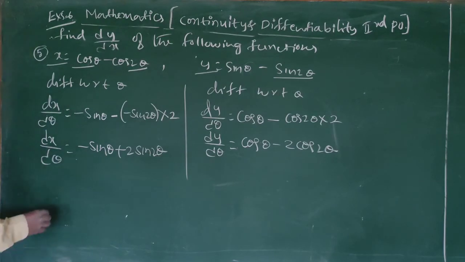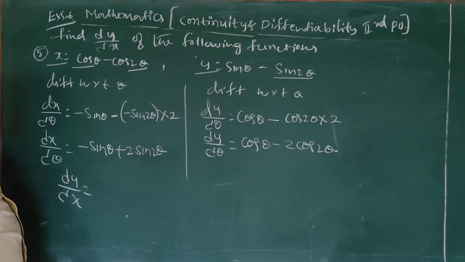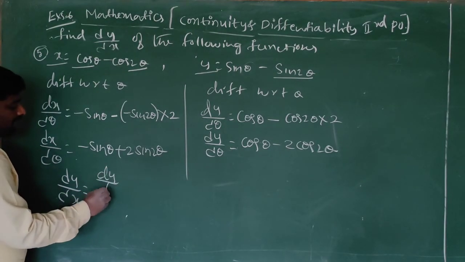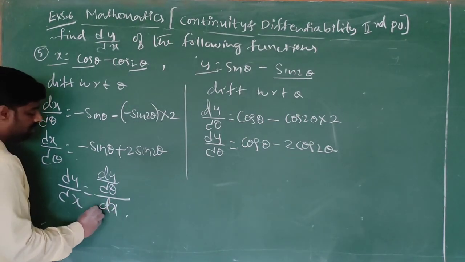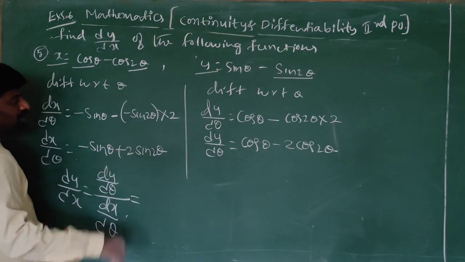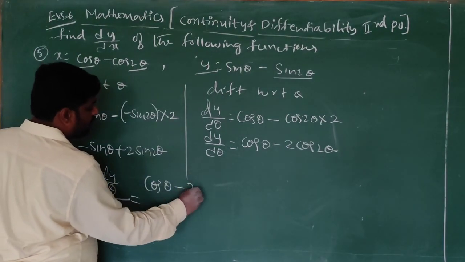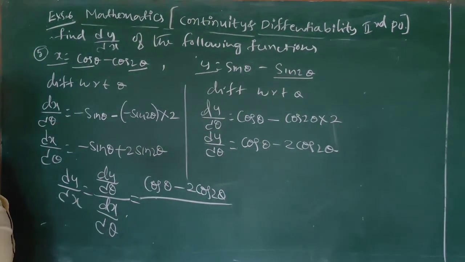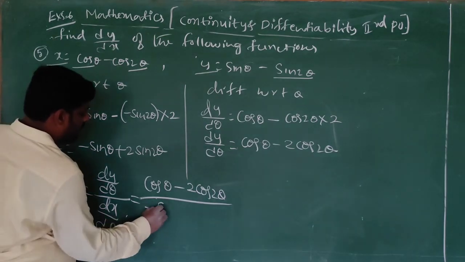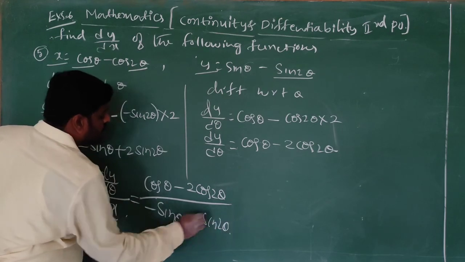Now I want to find dy by dx. dy by dx is equal to dy by d theta divided by dx by d theta. dy by d theta is what? Cos theta minus 2 cos 2 theta, divided by dx by d theta, which is what? Minus sin theta plus 2 sin 2 theta. You have to keep it as it is.